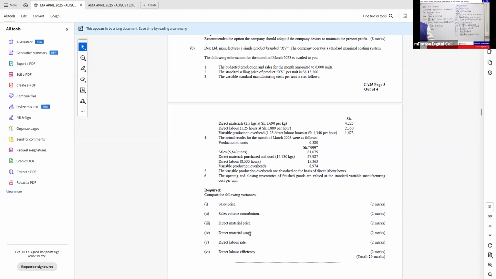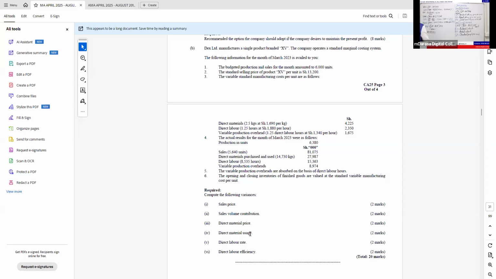Note 4. Direct material purchase and used, we are given 14,730. And the total value of the cost, we are given a value of 27,987. So we need to determine then what would be our actual price. How much did we actually spend to purchase 1 unit of this unit of measure? So we have 27,987.